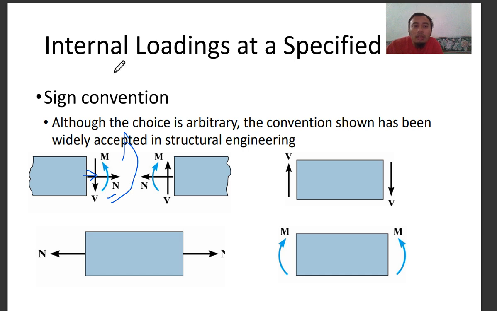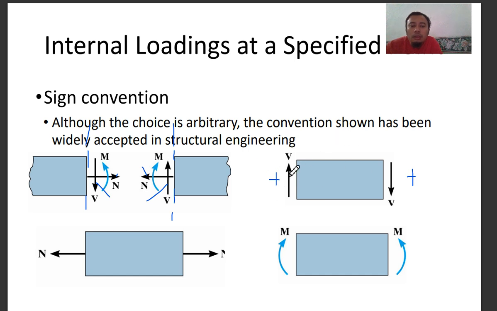So as we discussed before in the trusses, when you are sectioning this member into two parts, each force on the member will counteract the other. They will be the opposite of each other, as you can see here in the moment, and also in the normal force and the shear force. So this is considered as positive.